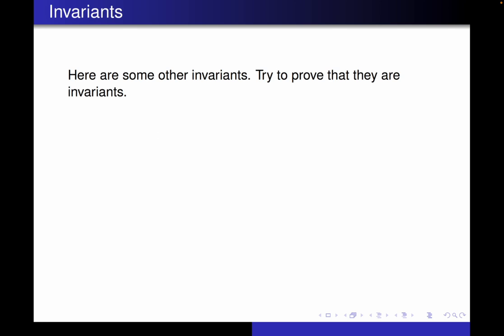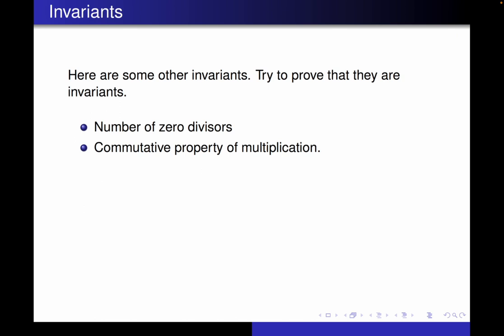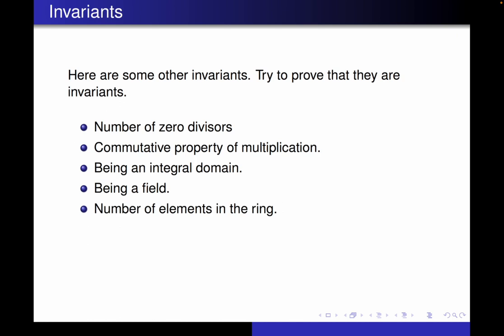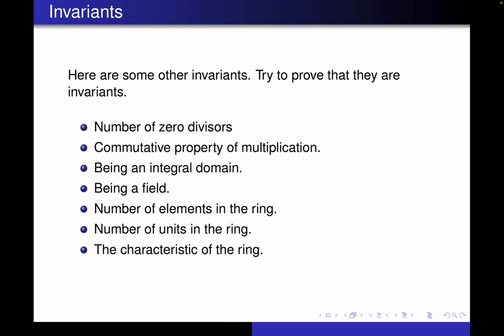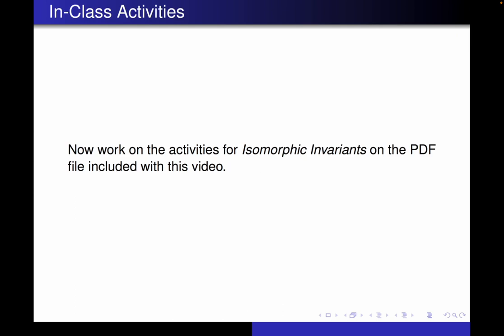So here are some other invariants, and I encourage you to try to prove that they are invariants using the definition. The number of zero divisors is an invariant. The commutative property of multiplication is also an invariant. Being an integral domain is also an invariant. Being a field. The number of elements in a ring is an invariant. Isomorphic rings should have the same number of elements. And the number of units in the ring is also an invariant. The number of units in isomorphic rings should be the same. And finally, the characteristic of the ring is an invariant as well.